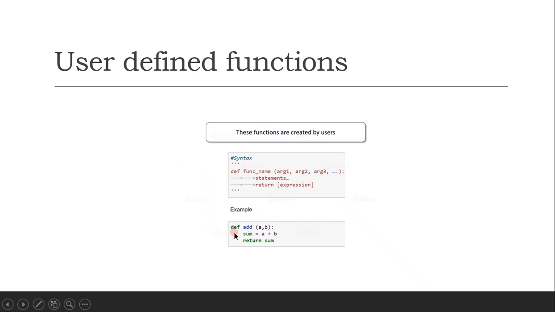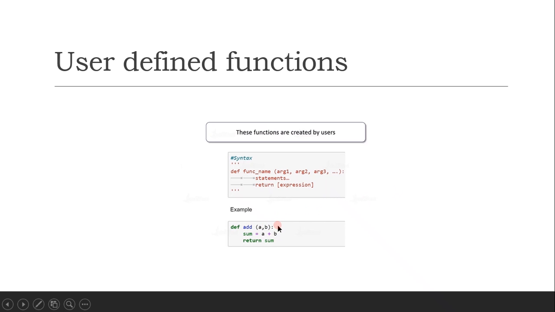For example, if you see here, def add, a comma b as arguments, the parameters, and def is the definition. So this is the syntax for writing a function in Python. Def add method, passing arguments a and b, and I'm performing a certain action inside the function. So sum equal to a plus b. I'm returning the sum, expecting some output from this function. So basically I'm wrapping this statement inside this function, right? So these are user-defined functions.